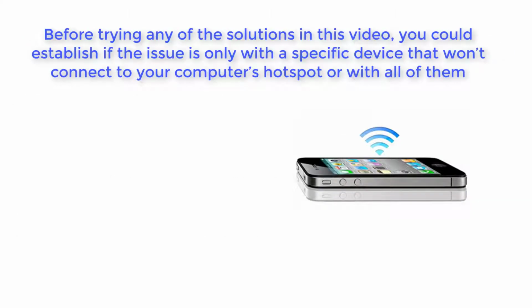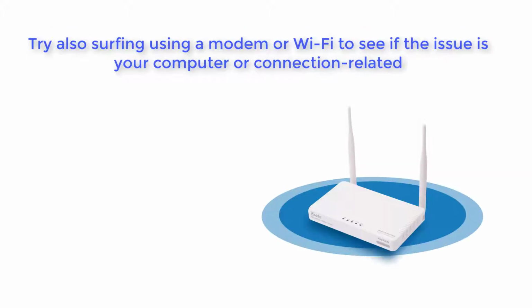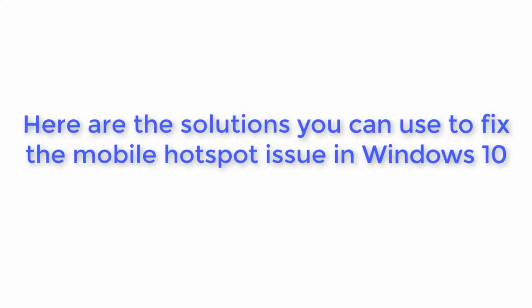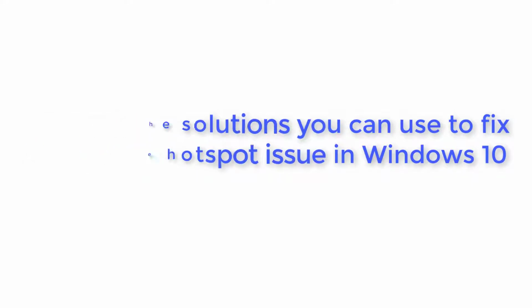Before trying any of the solutions in this video, you could establish if the issue is only with a specific device that won't connect to your computer's hotspot or with all of them. Try also certifying using a modem or Wi-Fi to see if the issue is your computer or connection related. Here are the solutions you can use to fix the mobile hotspot issue in Windows 10.